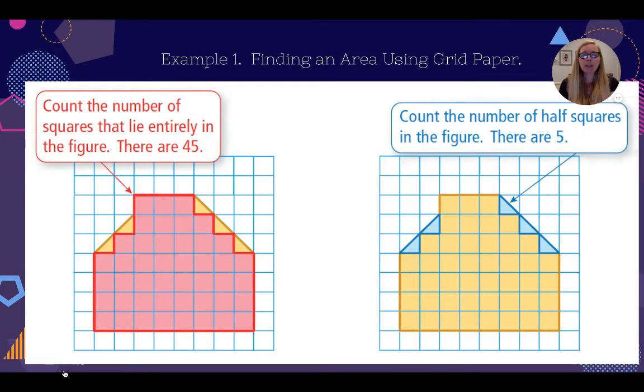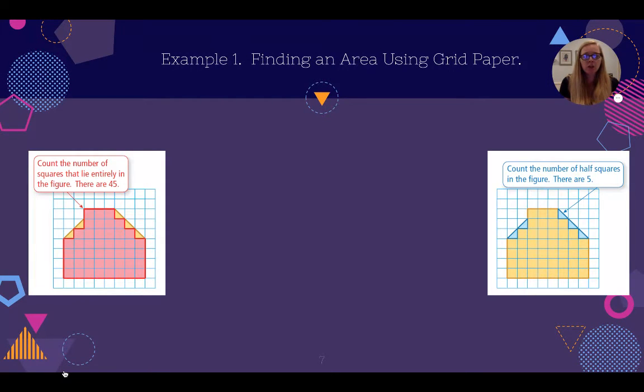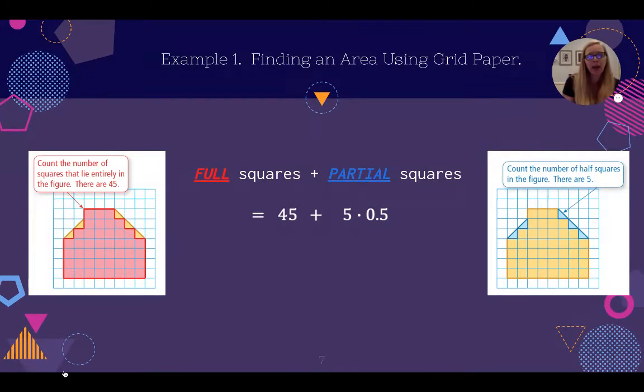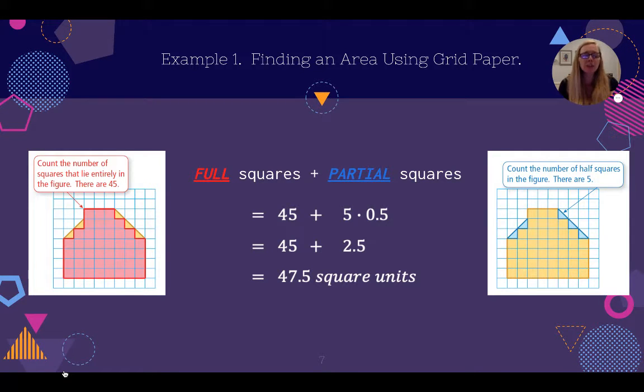So when we look at the number of full squares, there are 45. And if we look at the number of half squares, there are 5 half squares. So putting that together, we have 45 full squares and 5 that are only half filled. So 5 times half, or half of 5, is going to be 2.5. Putting that together, our area is approximately 47.5 square units.